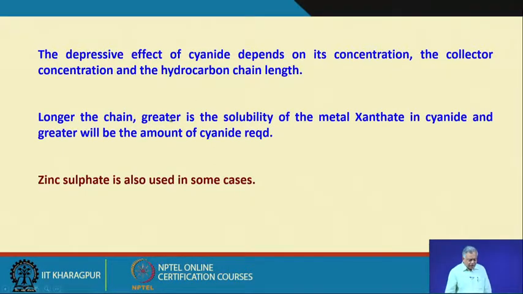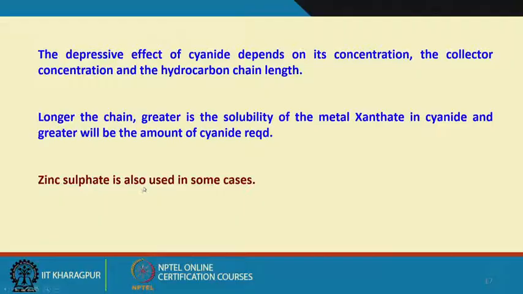Longer the chain, what will happen? Greater is the solubility of the metal xanthate in cyanide, and greater will be the amount of cyanide required. So, the cost will go up, and you know the cyanide is very poisonous, highly poisonous. So, handling of cyanide also requires a lot of cost. Zinc sulphate is also used in some cases.